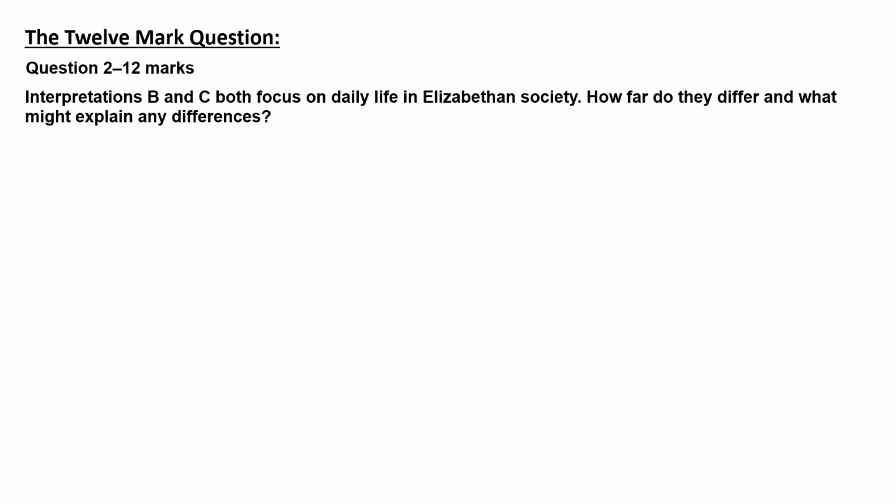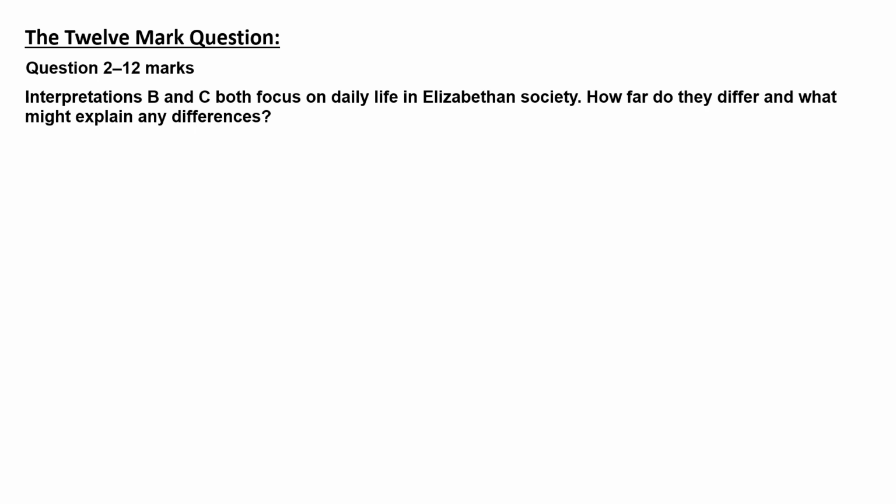So we then have the 12-mark question, and the 12-mark question will always give you two interpretations that you need to compare. So in this instance, the question reads, interpretations B and C both focus on daily life in Elizabethan society. How far do they differ, and what might explain any of these differences?